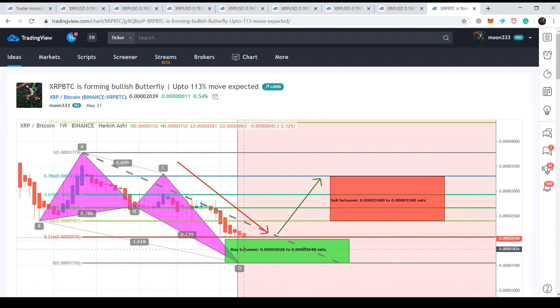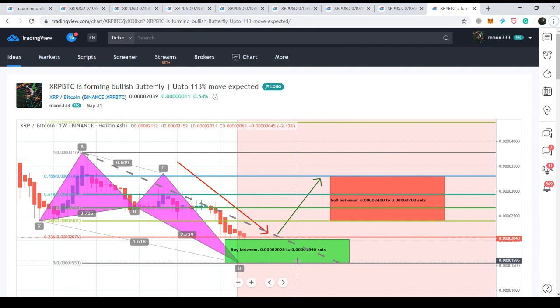Now, as per the Fibonacci sequence of this bullish butterfly pattern, the price action should move up from here between 0.382 and 0.786 Fibonacci projection. This is the projection of the A to D leg, and this can be up to a 113% bullish rally. So we can set our buying area within this level, and we can set our sell targets here, and we can set our stop loss here at the maximum extent of this PRZ, or potential reversal zone, or you can also use your own stop loss strategies as well.